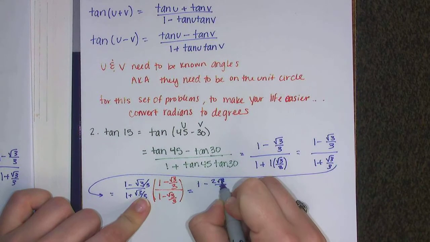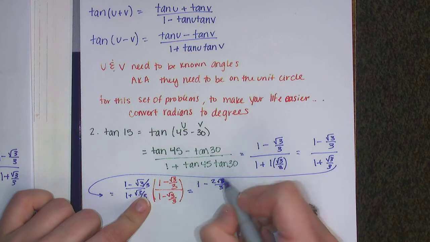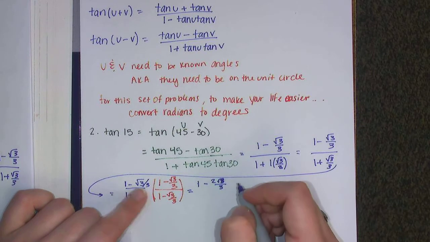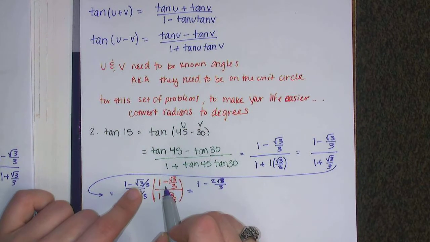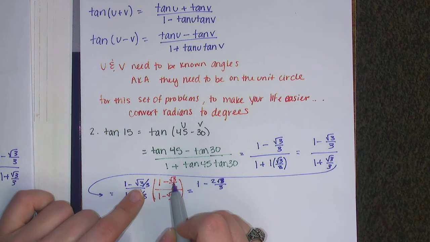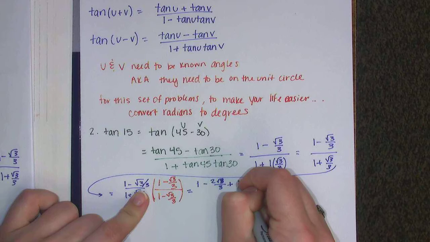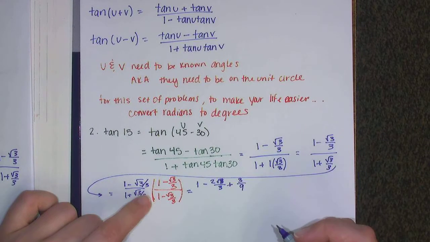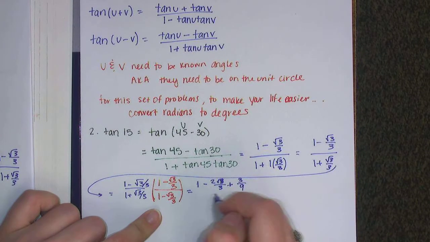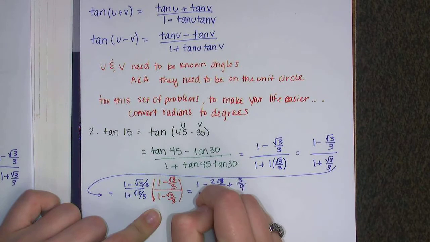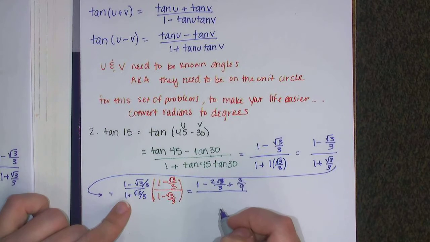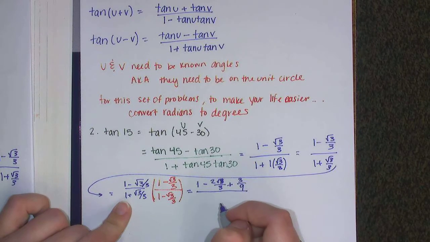Now, I have negative root 3 over 3 times negative root 3 over 3. Those radicals are going to end up canceling each other, giving me a 3 on top and a 9 on the bottom, and the signs go away, so plus 3 over 9. All over, on the bottom here, this is a difference of squares, so 1 minus 3 over 9.